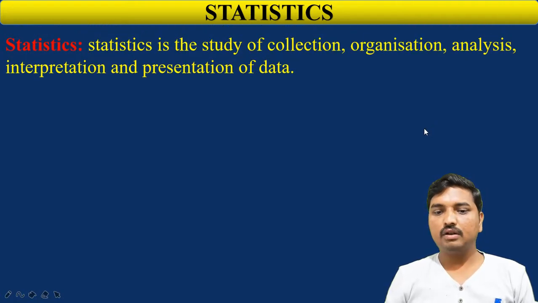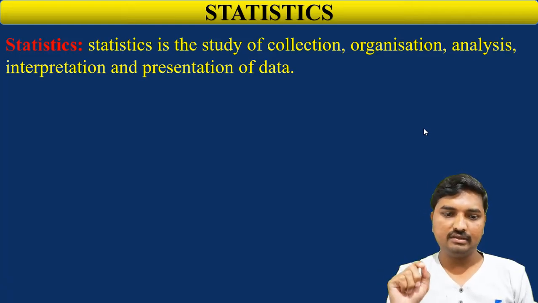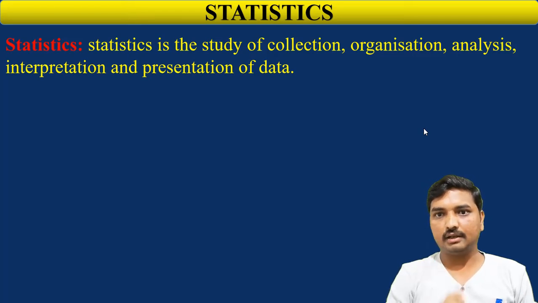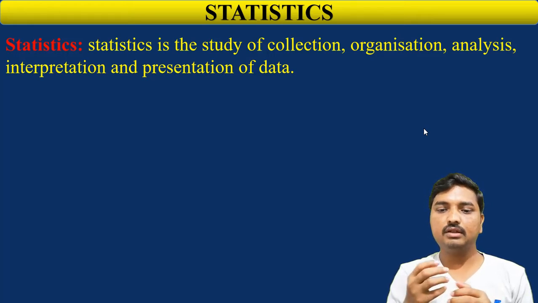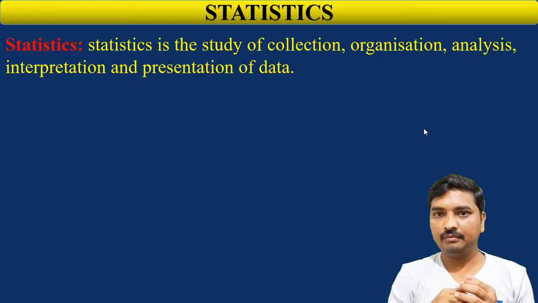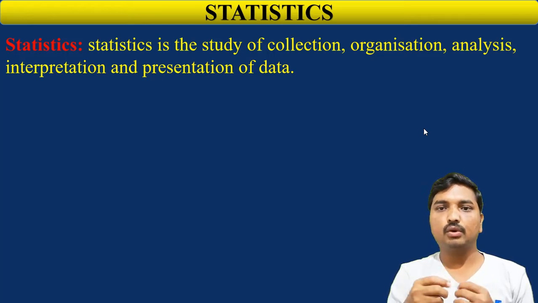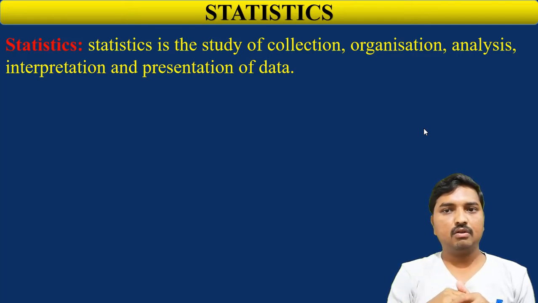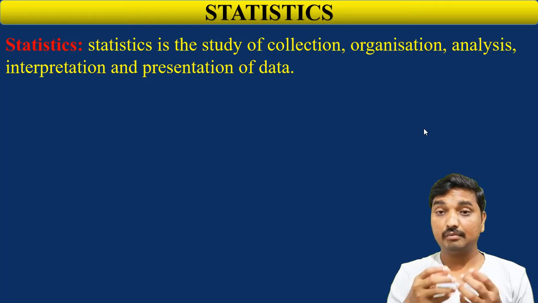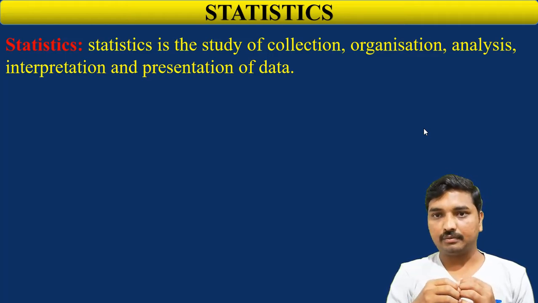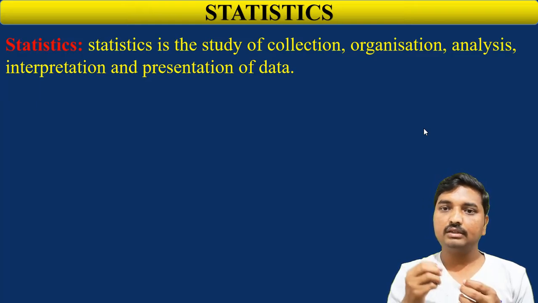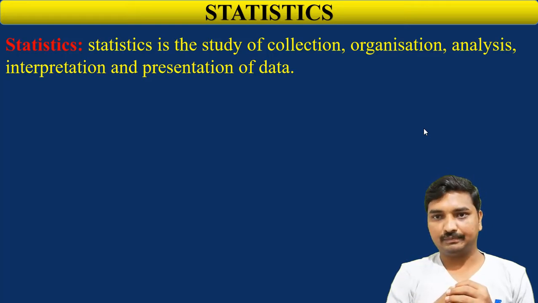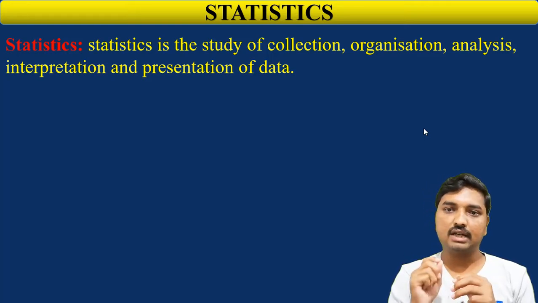Statistics is the study of collection, organization, analysis, interpretation and presentation of what? Data. Data means actually what? It is information that we are going to collect. Whatever information we have collected, first we are going to organize it. After the collection, we organize and then analyze the organized data. After that analysis, we interpret the data. Interpretation means explanation regarding the data, and also presentation. By interpretation, we can present the data to any other person, and this process is called statistics.